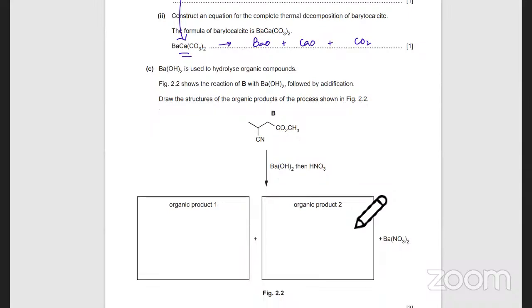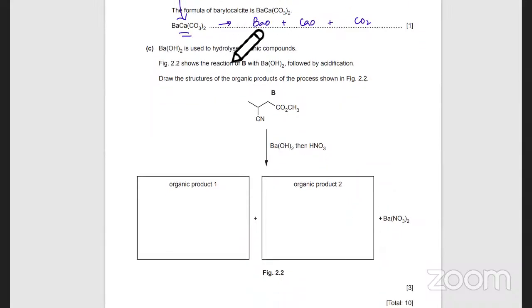Okay. And then you have an organic chemistry question. It's used to hydrolyze organic compounds. The reaction of B. So this one is an ester, okay? If you look carefully, how many carbon atoms? That's one, two, three, right? On the third one, there's a fourth one that's CO2, and then there's a CH3, right? And on the second one there's a CN. And this is H, this is H, H. These are all H, okay?